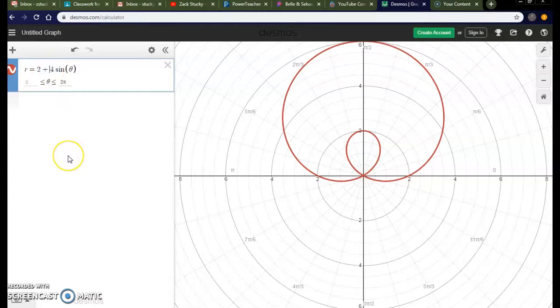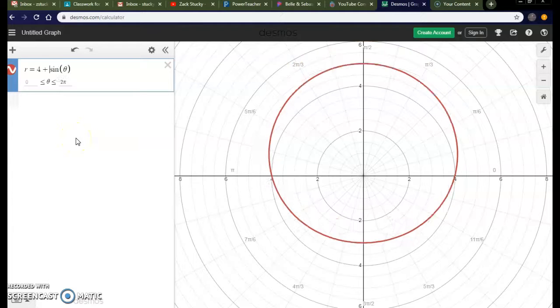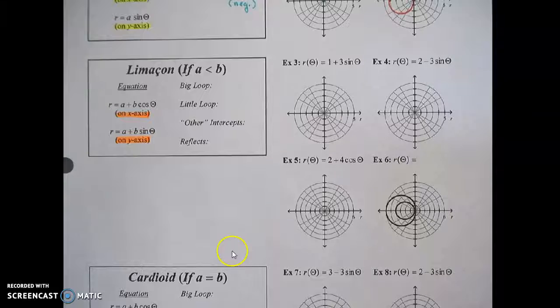If it is bigger, say a 4 and this is a 2, you get kind of a boring shape, right? It's not quite a circle. You can see that little flat part there. I don't know what it's called, if there's a name for it. All right, so let's go back to our notes and add a little bit there about some of the characteristics of our limaçon.